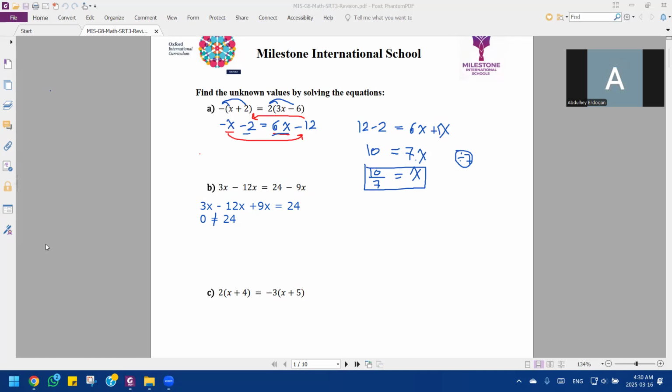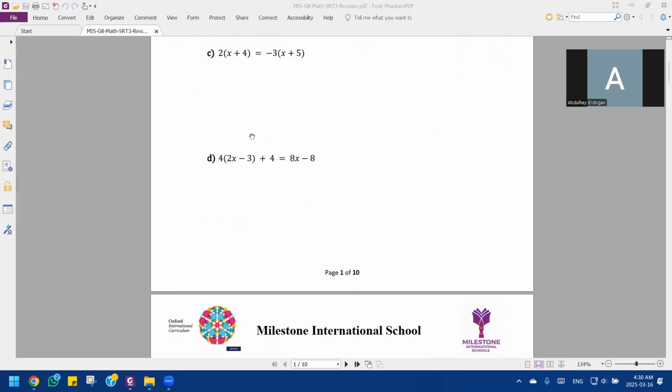Okay, next. So let's solve C. As you can see, there's a bracket, so I need to expand it. So we multiply 2 by x plus 4. So first 2 times x is 2x, plus 2 times 4 is 8, equals to minus 3 times x is minus 3x. Now, minus times a plus, minus 3 times 5, 15.